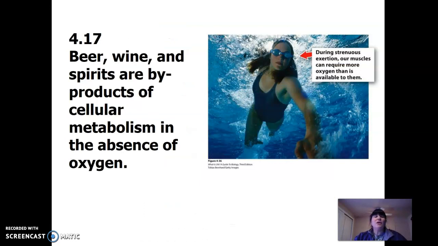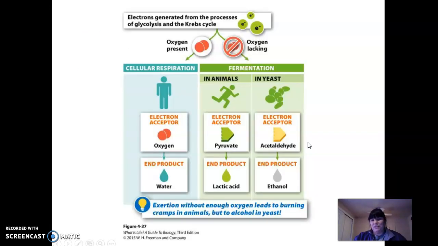Okay, so other organisms can do this, and this is how alcohol is made. It says beer, wine, spirits are byproducts of cellular metabolism in the absence of oxygen, okay? We can do this, but we're not strict anaerobes. So, for example, let's say you run really, really hard and you feel that burn in your muscle. You might switch into anaerobic, but again, we're never perfect anaerobes. So here it says, during strenuous exercise, our muscles can require more oxygen than is available to them. So they go into this mode.